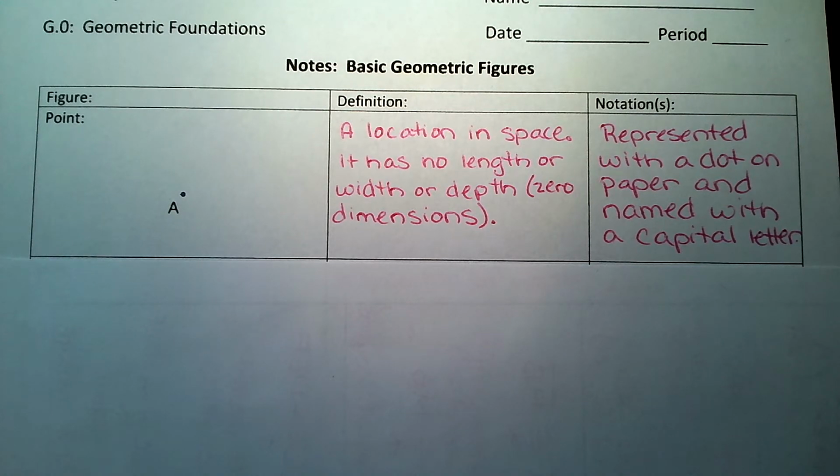When we write down a point, the notation is represented with a dot on a piece of paper, and it's named with a capital letter. Now, that dot does have some dimension. It's a little tiny bit wide, it's a little tiny bit tall. We could measure that circle on the piece of paper. However, that's just a representation. In fact, there would be no way for us to see something with 0 dimensions. So our first figure is a point. Remember, pause if you need to continue writing.